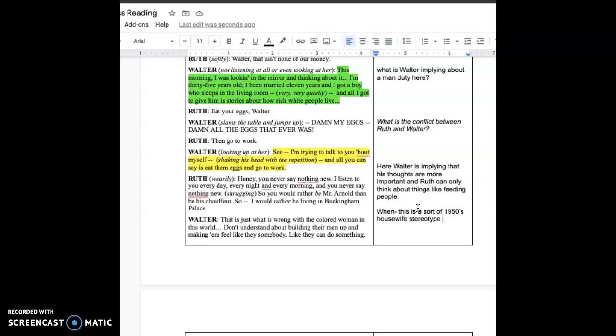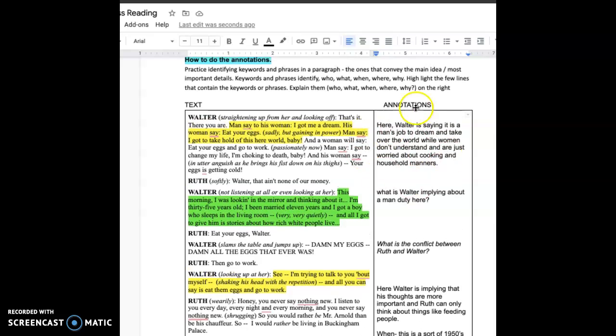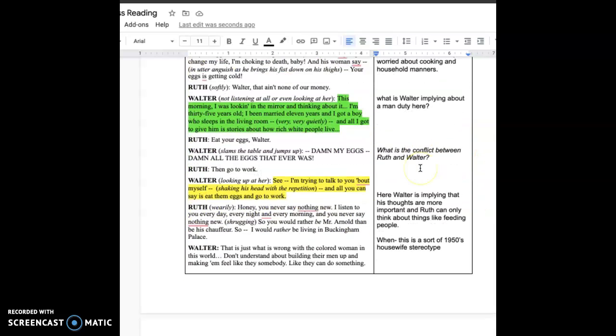And we could also be more explicit about the who. Like, I think we've done a pretty good job. We could say he's implying that as a man, his thoughts are more important than Ruth, who is a woman. But if you at least get this much down, you're showing me that you understand what's happening.